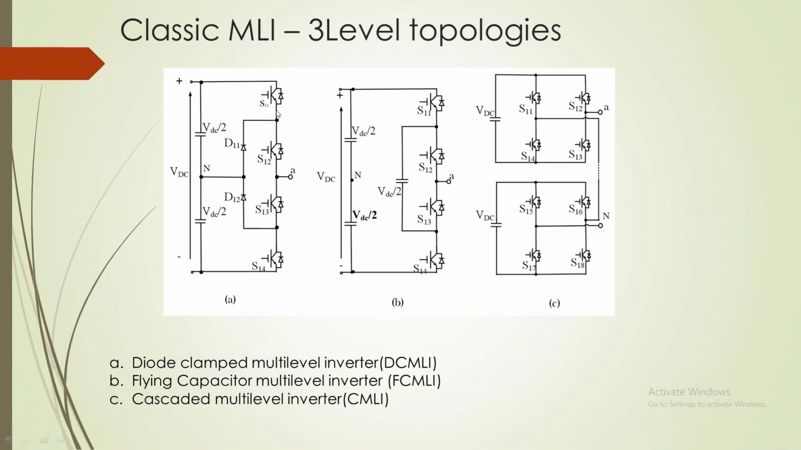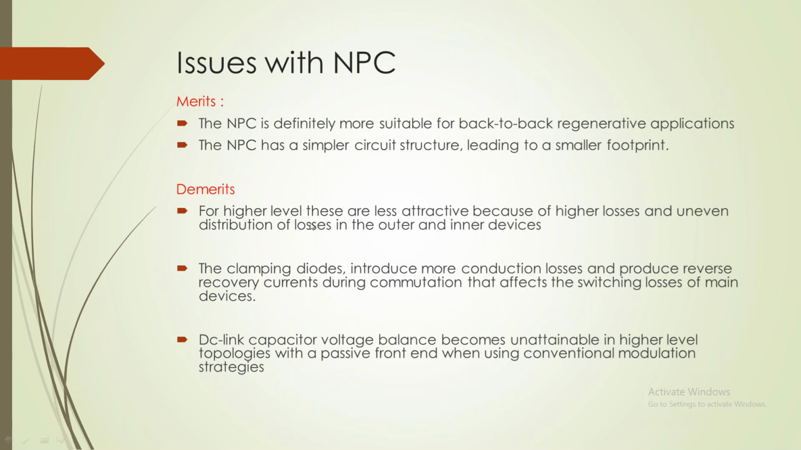So this unequal sharing of current becomes more effective as the switch is employed inside the topology, right? Because I'm just taking a 3-level inverter. If I take a 5-level, 7-level, etc., there are various outer switches, inner switches. So the more inside the topology of the converter the switch is, the more load it has to bear. That is a drawback of neutral point clamping. So unequal distribution of losses in the outer and inner devices is one of the drawbacks of the diode clamp or neutral point clamp multilevel inverter.